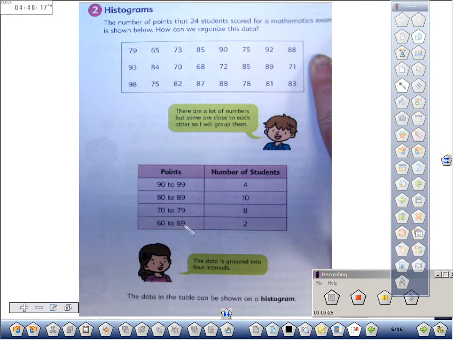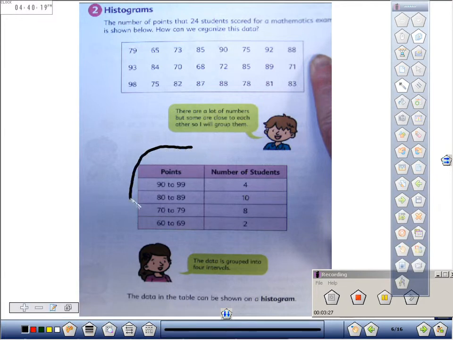So this right here is a frequency table. That just lets you know how frequent something occurs. 4 times a number occurs in 90 to 99. 10 times a number occurs in 80 to 89. 8 times a number occurs in 70 to 79. And 2 times a number occurs in 60 to 69. So you have a frequency table right here.